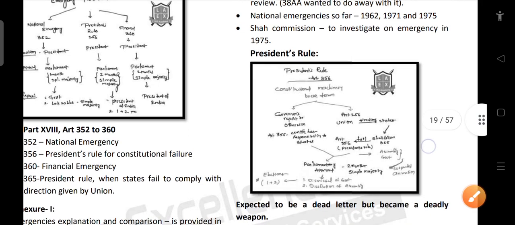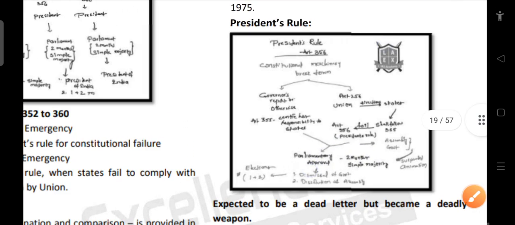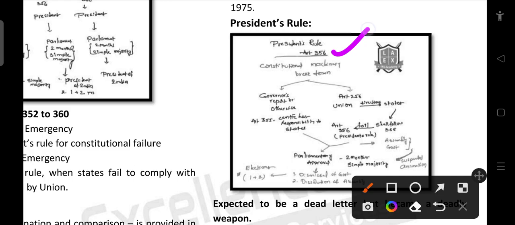Now the next one is about President's rule. So Article 356 talks about it. There are 2 types: the Governor can report it or otherwise. Under Article 256, the Union can give direction to the state. Article 355 is related to the Centre's responsibility towards the state. 356 is President's rule. 365 is also President's rule.